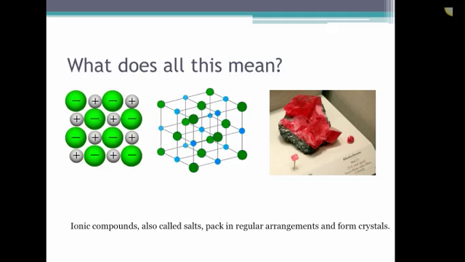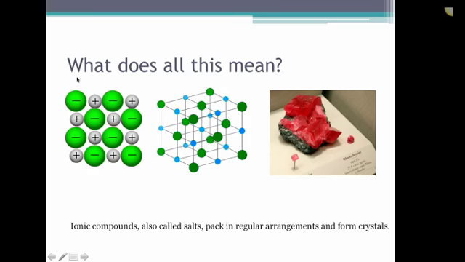Okay, now the last thing I want to do in this particular lecture is just point out what all this means. How do these theories of electrons being swapped in ionic compounds and the formation of negative and positive charges end up with something that explains what happens in everyday life? So that's what this slide here is supposed to explain to you.